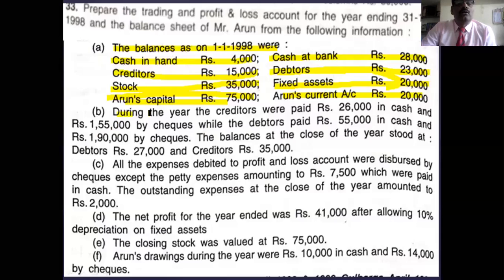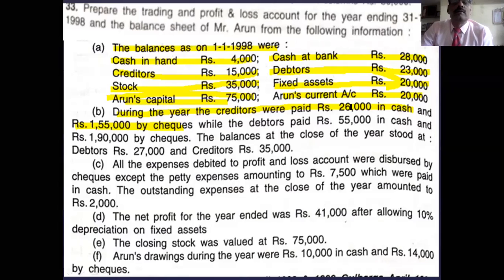During the year, creditors were paid 26,000 in cash and 1,55,000 by check. Okay. This is the payment made to creditors. So payment side you have to record. Cash account payment side you record 26,000 by creditors, and in the bank account you record by creditors 1,55,000. Okay, and these two you take in the creditors account debit side.